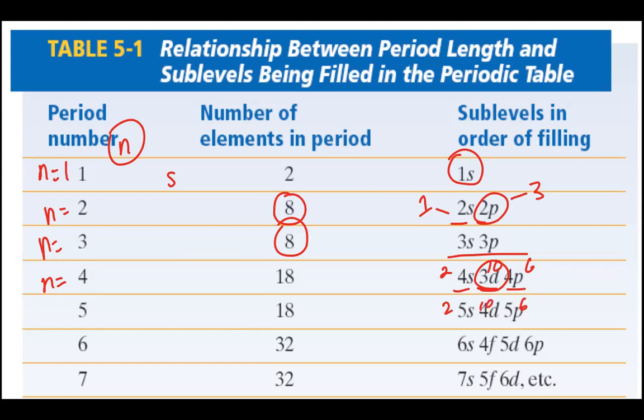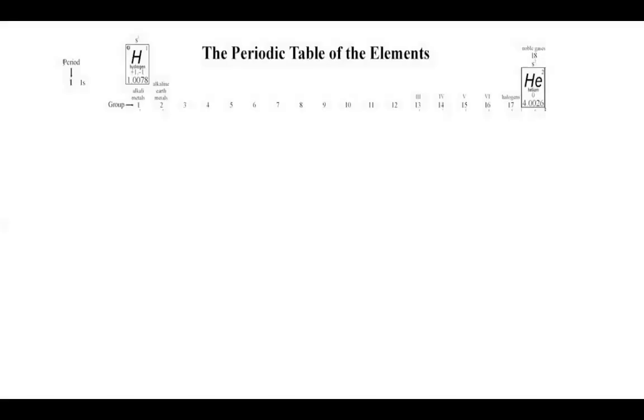When we get to period 6, now we have another set of sublevels to include. So we've got 2 electrons from 6s, 14 electrons from 4f, 10 from 5d, and 6 from 6p, which makes a total of 32. And the same for period 7, only it's 7s, 5f, 6d, and 7p. So this is how you relate the number of elements in each period to electron configuration.